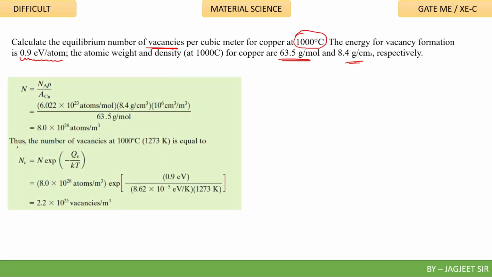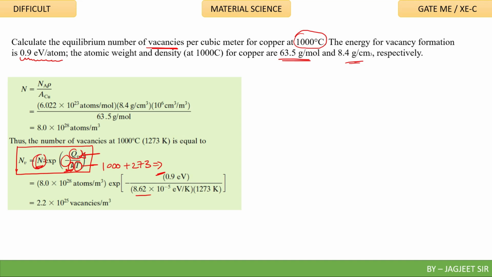This is the exact relation for calculation of the number of vacancies, N_v equal to N exp(-Q_v/kT). N is the effective number of atoms, Q_v is the energy required for vacancy formation, k is the Boltzmann constant, and T is the absolute temperature. There is a negative sign. The energy required is given to you as 0.9. The Boltzmann constant you have to remember, 8.62 into 10 raised to minus 5 electron volt per Kelvin, and the temperature is given to you in degrees Celsius, so you have to convert it into Kelvin. This is very important, just convert it into Kelvin. That is why it is a very important parameter.